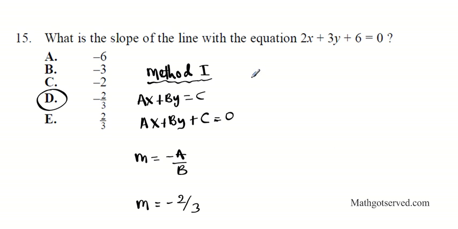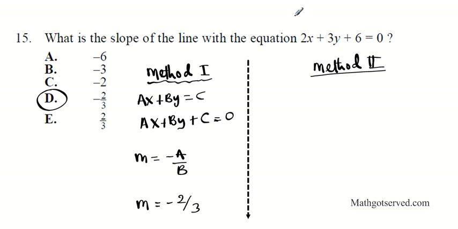If you don't know the form and you forget the formula, you can do it the long way. Method 2, I'm going to show you right now. Method 2 requires putting the equation in this form y equals mx plus b. The slope-intercept form, everybody knows this form, y equals mx plus b. So if I can put this equation in that form, then the coefficient of x will be my slope, yes? All right, let's go ahead and do it.